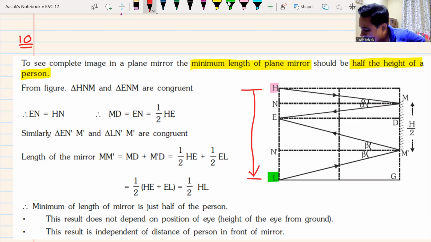The object here is yourself. If the height of this object is h, and you will just remember this as a fact, if your height is h, the minimum height of the mirror that you need is h by 2, and this is just a diagram illustrating the same thing.